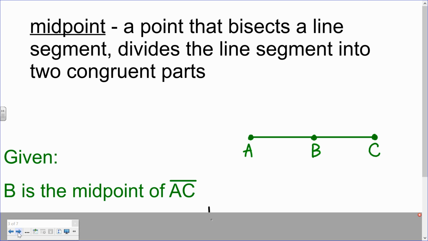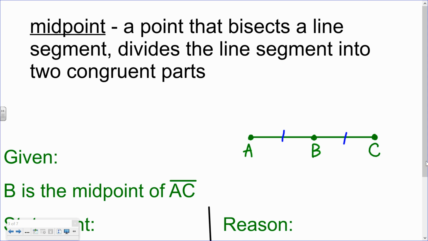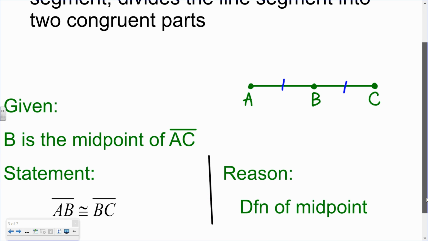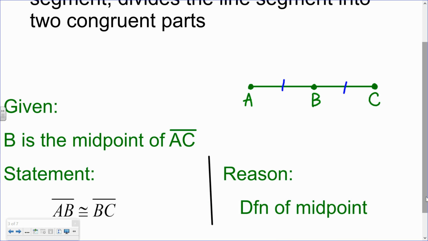Midpoint means dividing into two equal pieces. We can have a segment and the midpoint divides it into two congruent parts. So if B is the midpoint of AC, that means we know those are congruent. So we can write in our proofs, AB is congruent to BC, definition of midpoint.